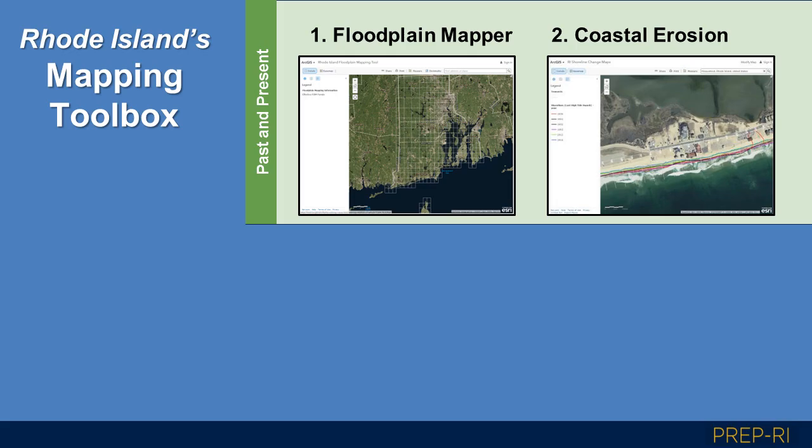The mapping toolbox available to Rhode Island coastal communities consists of tools that represent past and present data. The Rhode Island Emergency Management Agency's Floodplain Mapping Tool shows floodplains as defined by the National Flood Insurance Program, and the Coastal Erosion Mapping Tool includes the locations of shorelines since 1939.